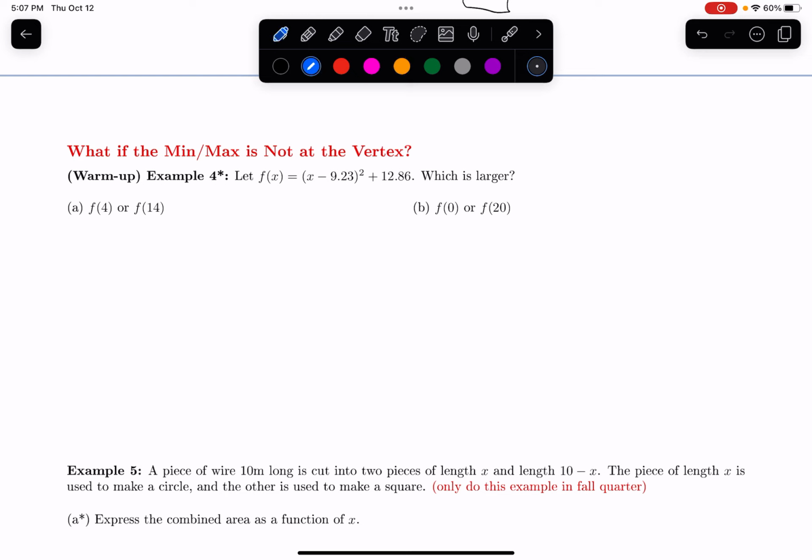In this video, we're continuing section 4.2 on maximums and minimums, and we're going to focus on what happens if the min or the max is not at the vertex of our parabola. So I want to motivate this with a warm-up.